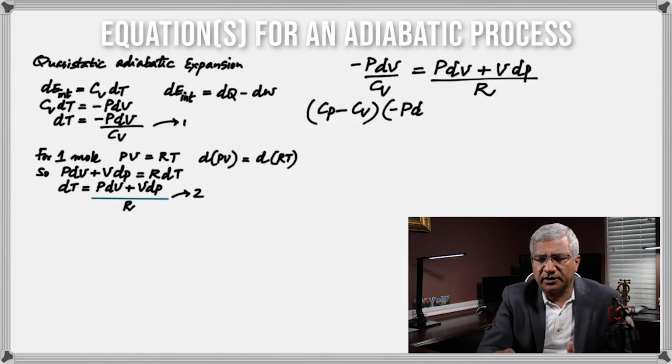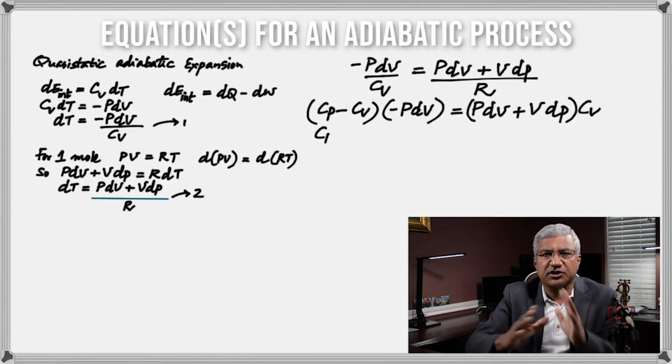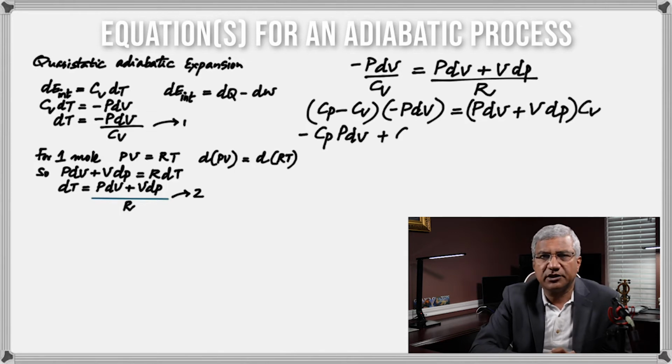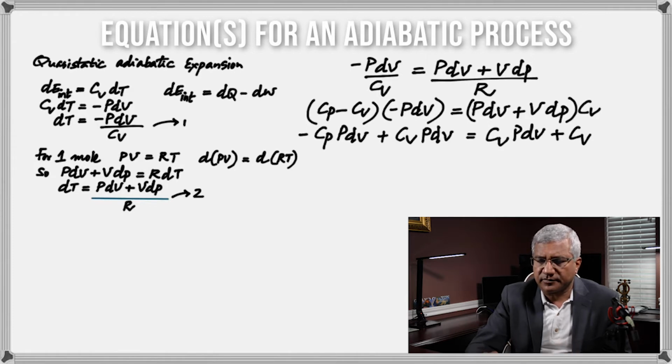remember that R is Cp minus Cv. That's why when you cross multiply, you have Cp minus Cv here, then times minus PdV, and on the right side, you have PdV plus VdP times Cv. So that's just cross multiplication. And then when you distribute the terms, we get this. And so the terms Cv and PdV get cancelled, Cv PdV from both sides get cancelled.